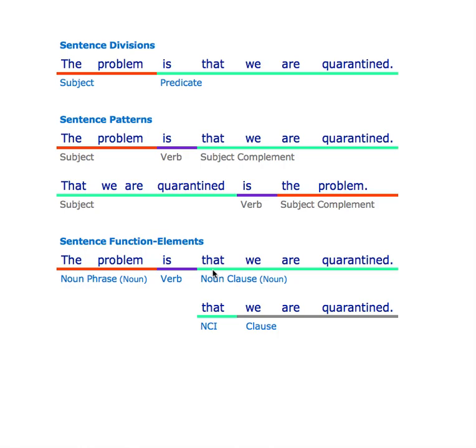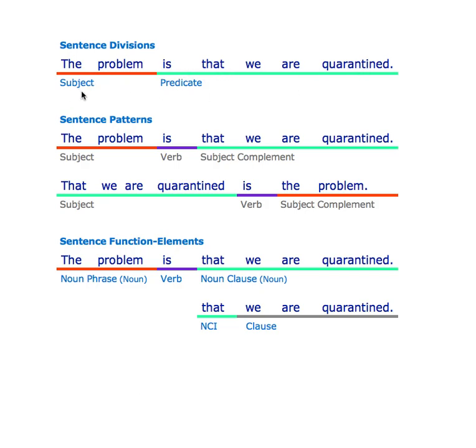Now, let's look at that sentence from a grammatical standpoint. In other words, something you might find in school. A teacher might be showing you how sentences are formed, and they're showing you the traditional setup, the setup that you find in grammar books or on websites. Everybody's teaching grammar on the internet. So you have sentence divisions. We have the problem, is that we are quarantined.